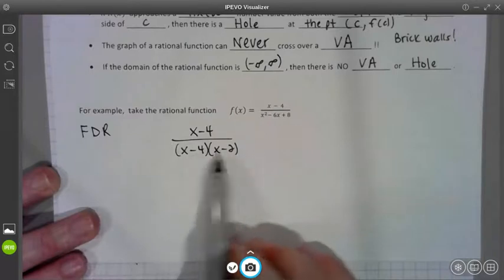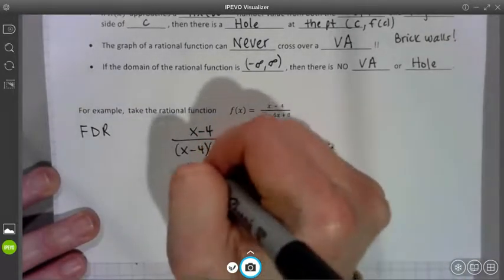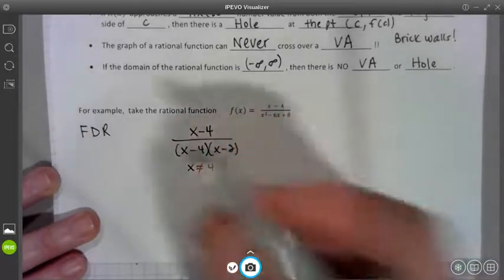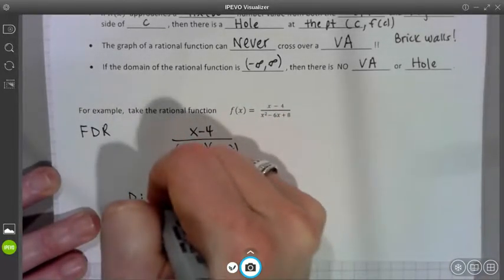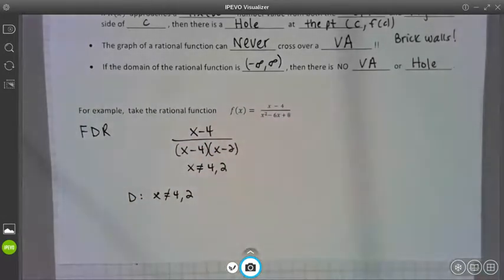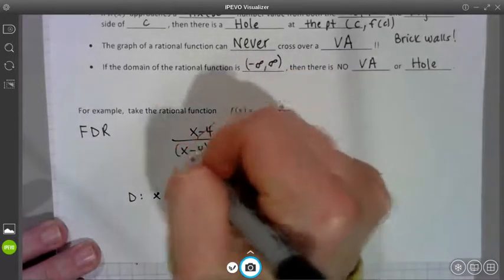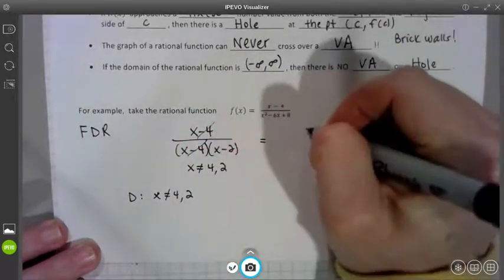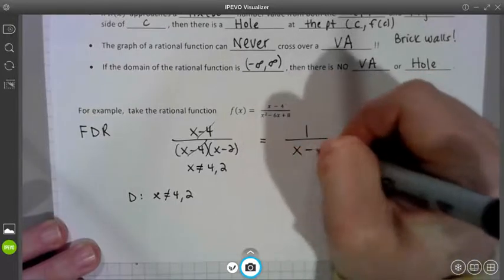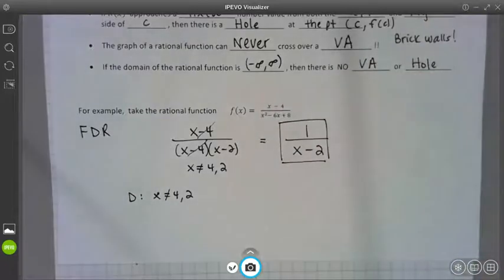Find the domain. Who can x not be? x cannot be 4, and x cannot be 2, right? Those are going to be the numbers that make the denominator equal 0. So the domain is x cannot be 4 or 2. So those are the two bad guys according to this function. You would never plug them in, okay? So now that you know the domain, now you may reduce it. So x minus 4 and x minus 4 cancel, and it becomes the function 1 over x minus 2. So now you're allowed to use this reduced fraction for the rest of the problem.